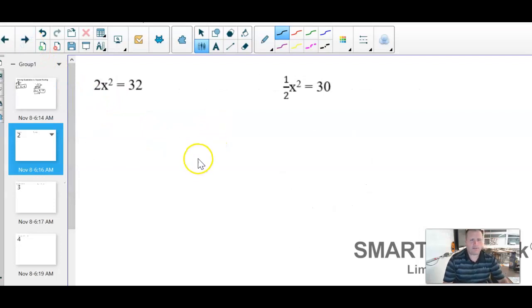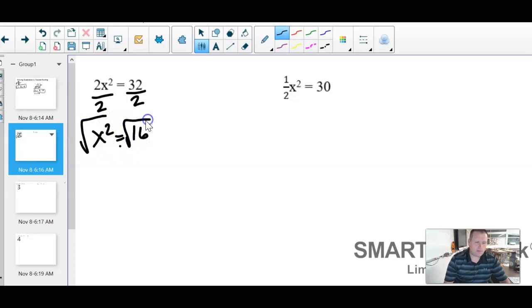So if I look at a couple of these other examples, we're going to isolate the squared term. I need to get this x squared by itself. That means I've got to divide by 2 to start with, which will give me x squared equals 16. And then I'm going to square root, and that'll give me x equals 4 and negative 4. So I have both of those values there.